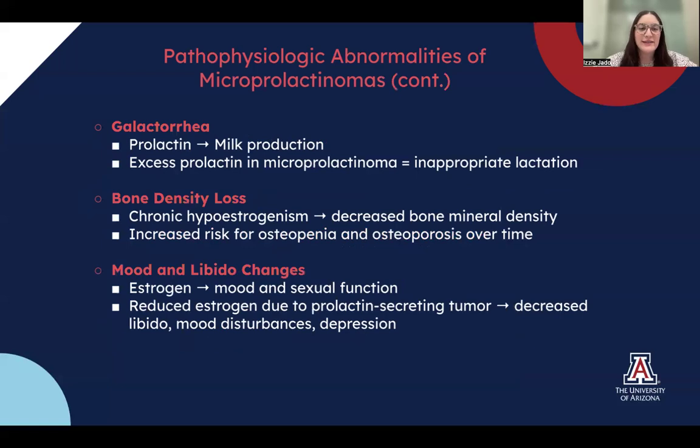Other abnormalities you might see in a patient is galactorrhea, so milk production due to that excess prolactin. This can just be inappropriate lactation, in a state where you wouldn't expect them to be producing milk. Another risk is bone density loss. We need the protective factors of estrogen to help combat the risk for osteopenia and osteoporosis. Other things your patients might show up with would be mood disturbances or issues with sexual function.